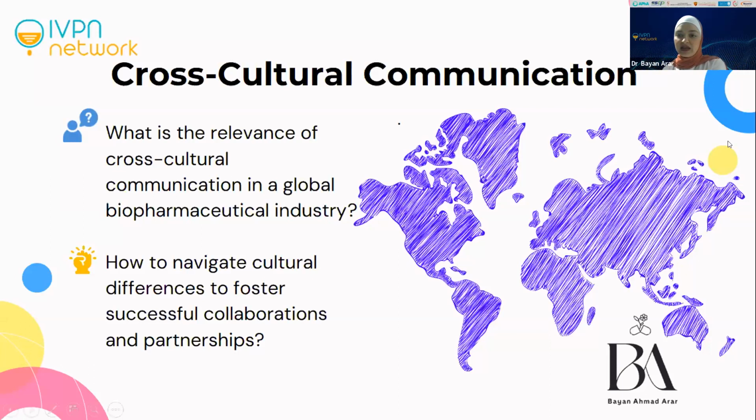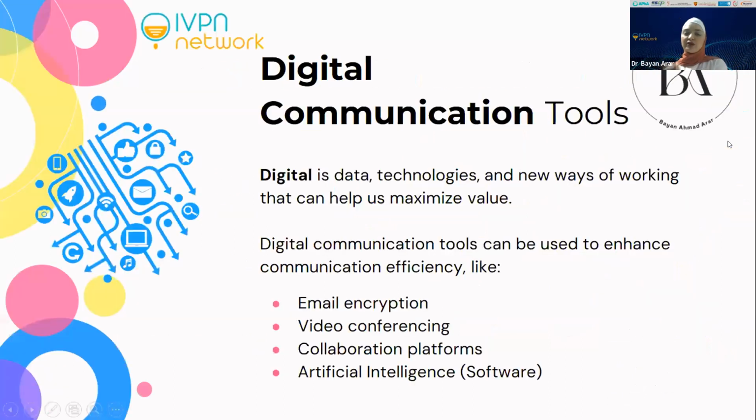In the next slide, we're going to discuss some digital communication tools, where digital is the data, technologies, and new ways of working that can help maximize value. And we have all used digital communication tools, especially during the COVID-19 pandemic. We had to make sure that all the jobs or the work is functioning effectively. So we use those digital communication tools.